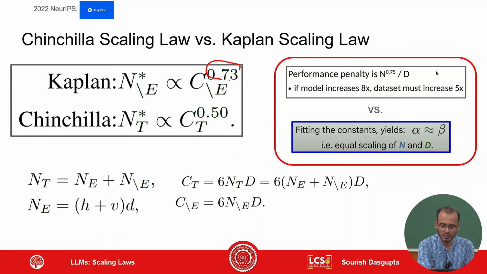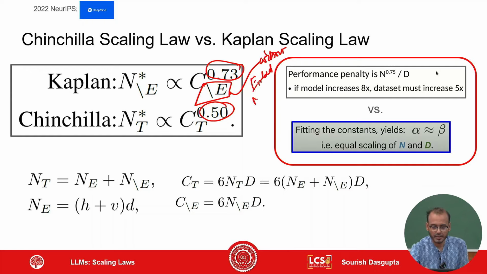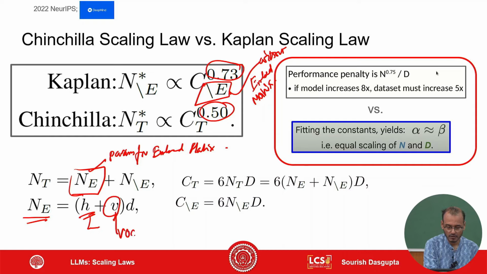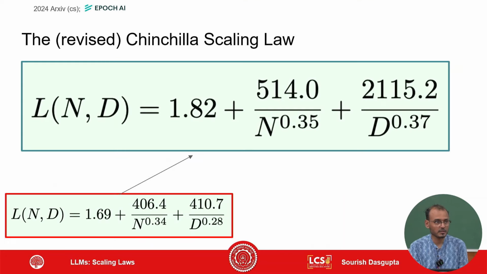Apart from this, Kaplan's was without the embedding matrix, and Chinchilla included the embedding matrix. So N_t is equal to N_e, the parameters for the embedding matrix, plus the rest, where the embedding matrix itself is basically the vocabulary plus the context, together with the dimension. And this is the compute. I am just showing one result.